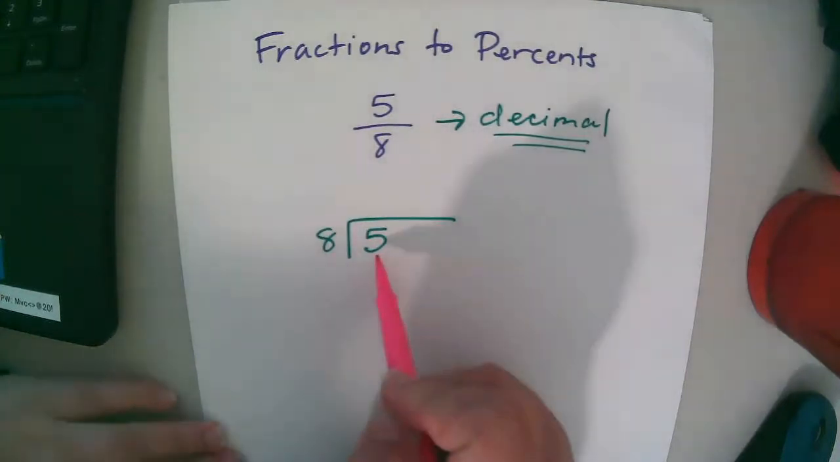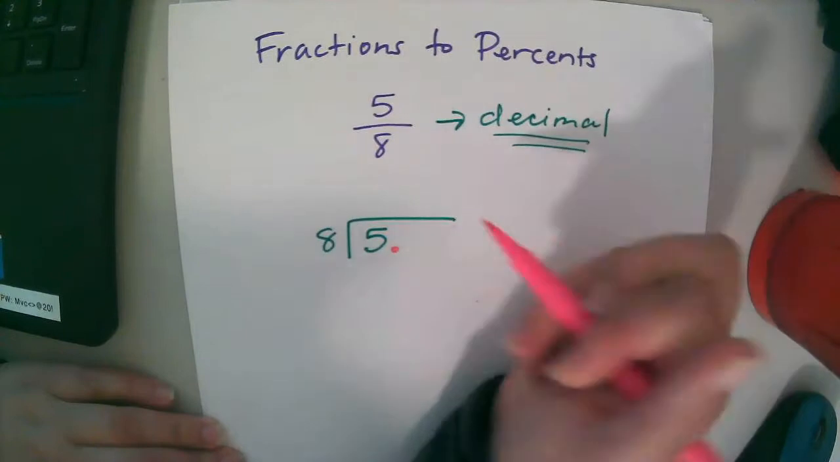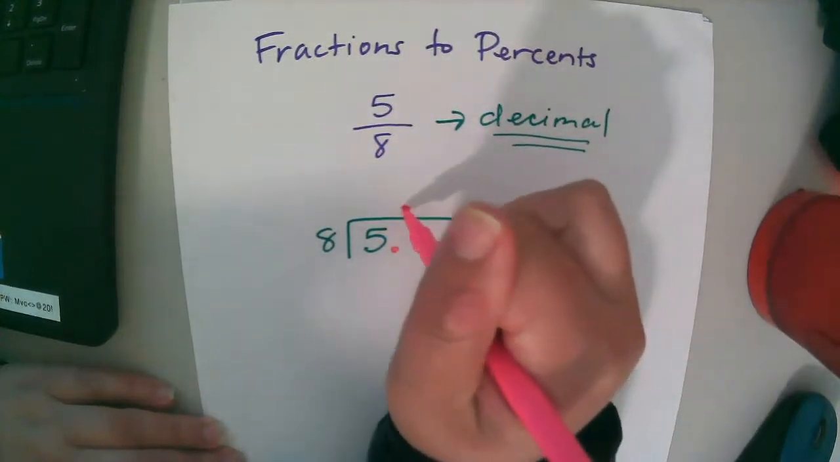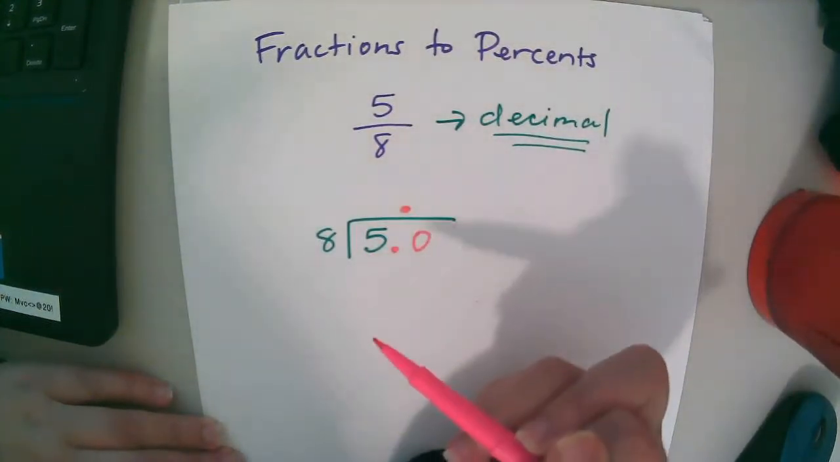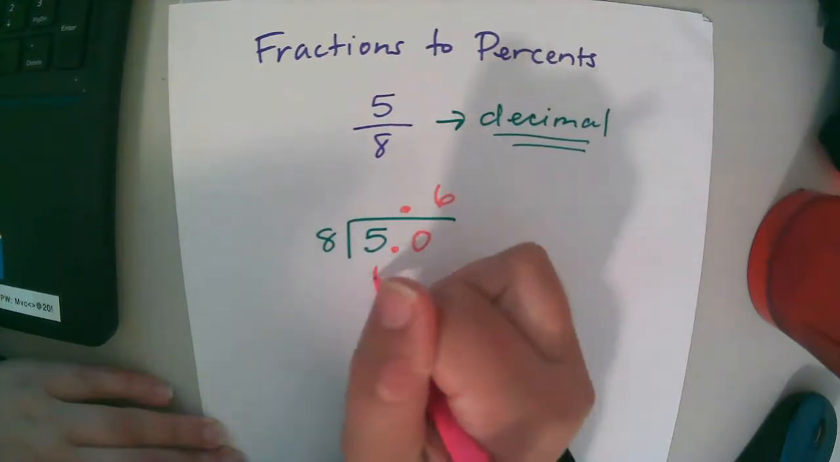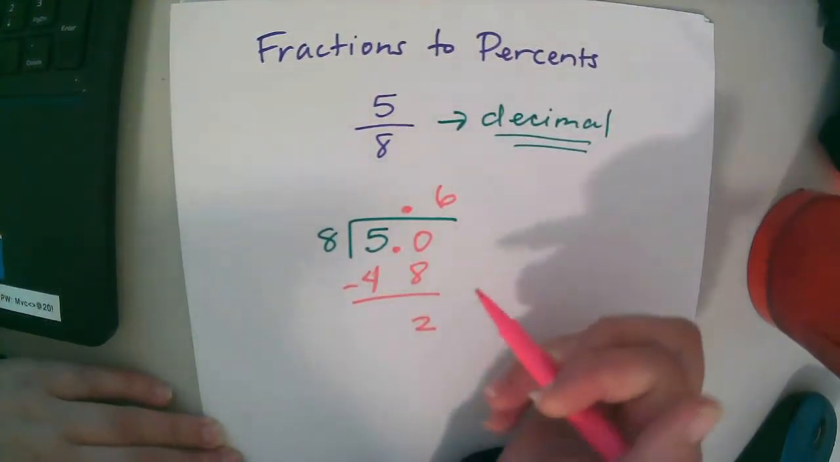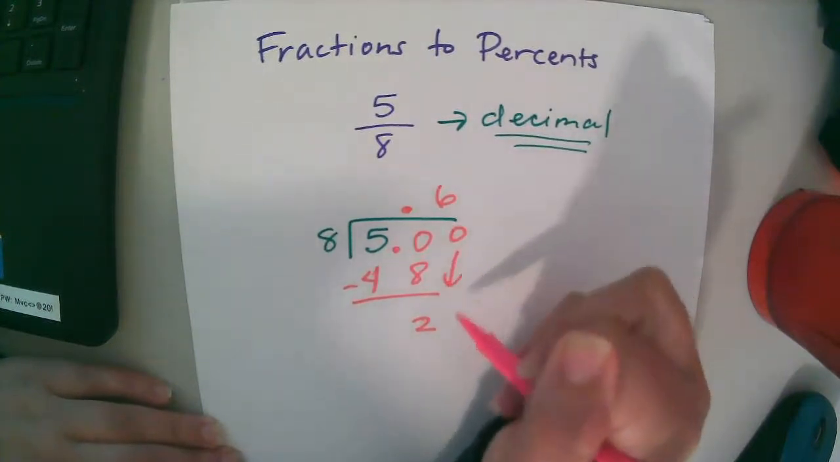Can 8 go into 5? The answer is no. Okay, so what I'm going to do is add a decimal and a 0. Bring the decimal up. Can 8 go into 50? Yes, it can. It goes into 50 6 times. 8 times 6 is 48. Okay, subtract, you get 2 left over. We're going to add another 0 and bring it down.